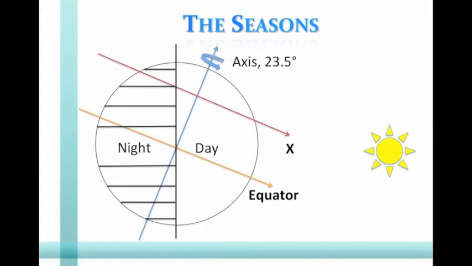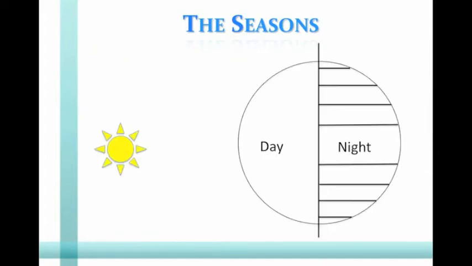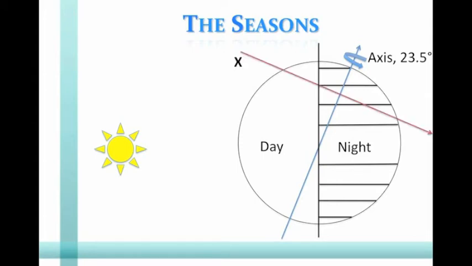Let's try this again. Here, we have the Earth and the Sun in December as the axis tilts away from the Sun. Consider again a location along latitude X. Does it receive more daylight or darkness in December? Is it experiencing summer or winter? And the place that lies along the equator, does it receive more daylight or darkness?